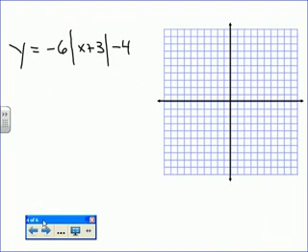So our vertex is going to be, just like Anna was asking about, the opposite of this one. So negative 3, you keep that one the same, negative 4, so that's our vertex. Negative 3, negative 4, okay?